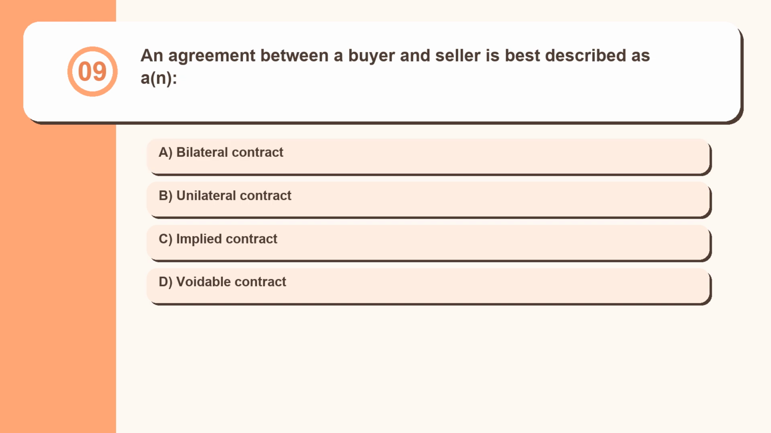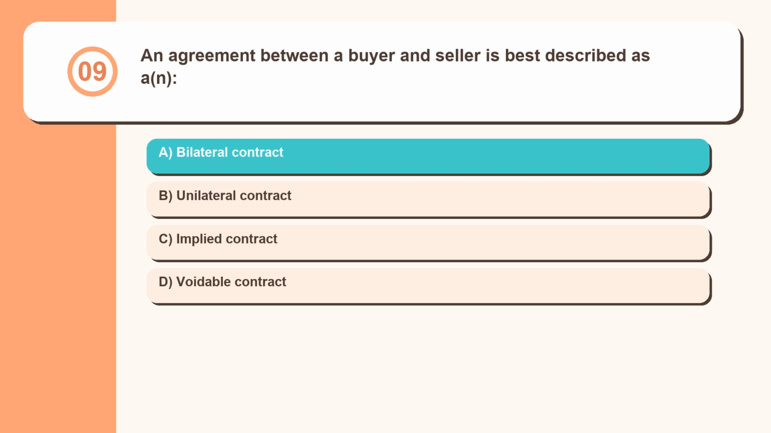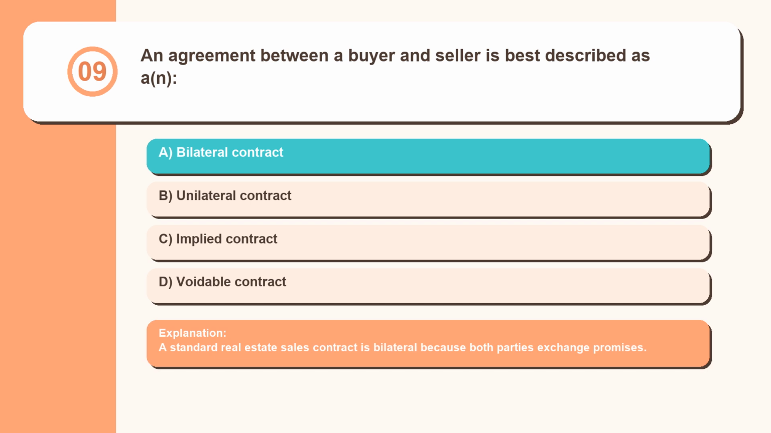Question 9. An agreement between a buyer and seller is best described as a bilateral contract, unilateral contract, implied contract, voidable contract. A standard real estate sales contract is bilateral because both parties exchange promises.